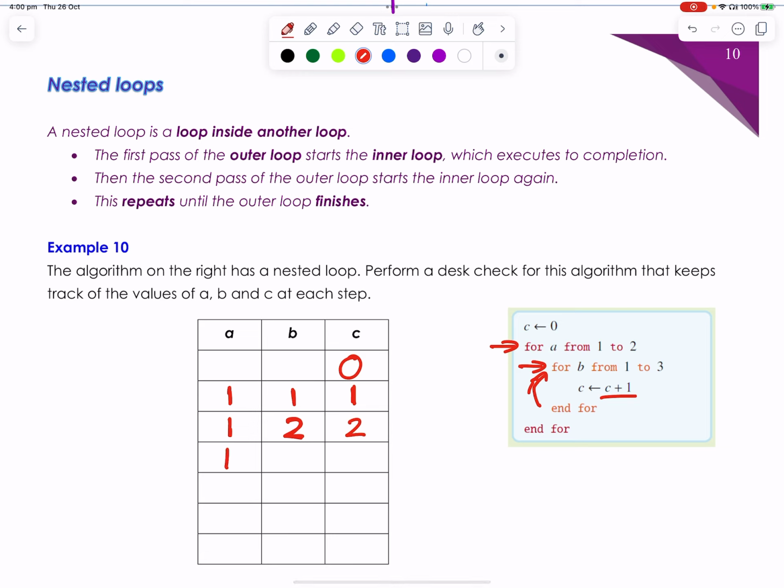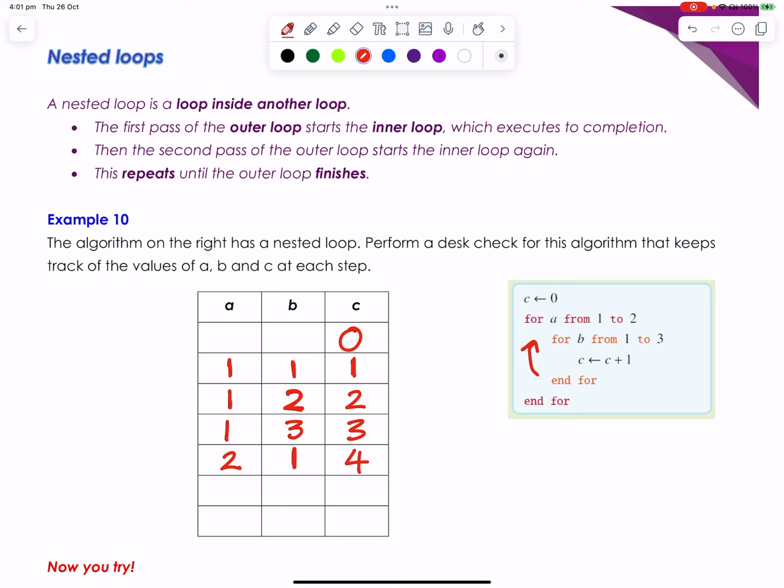We then go back to there. A hasn't changed. B is now 3. C is now 3. Now, because we're up to 3, we break out of this and we go back to this one. So now A is 2. For B is 1 to 3, so B is 1. C is C plus 1, so C is now 4. We go back up again. A is 2, B is 2, C is 5. We then go back up again. A is 2, B is 3, C is 6.